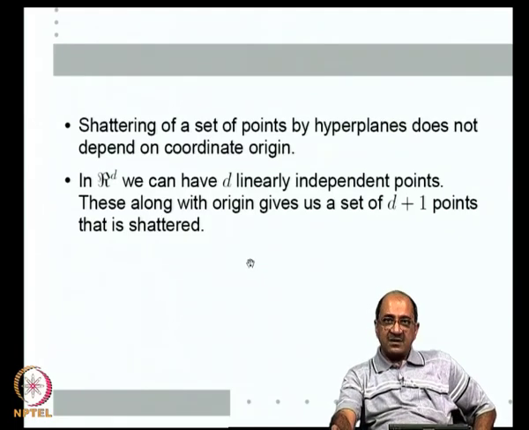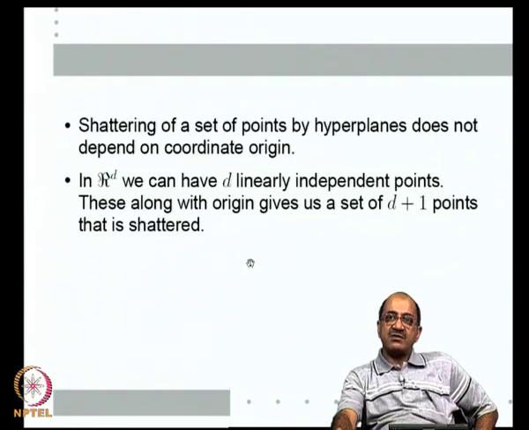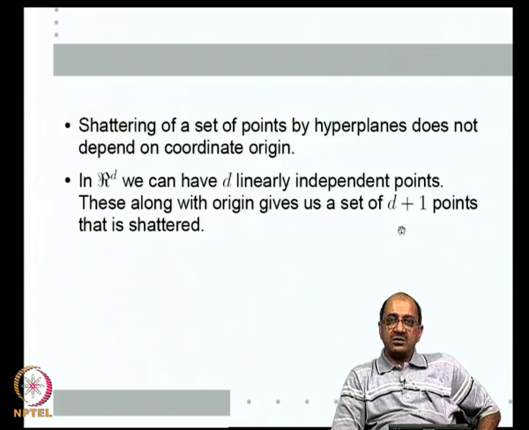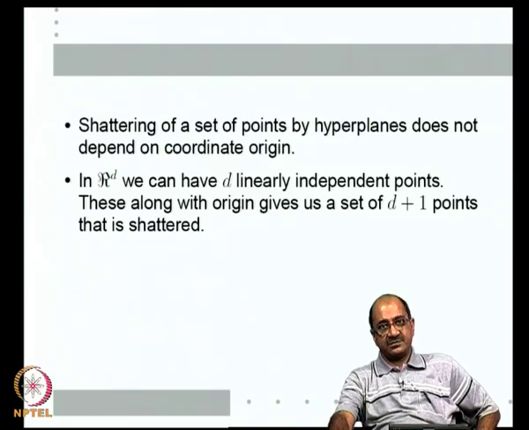Given any m points, one as origin, if the remaining m minus 1 points are linearly independent, then the set is shattered. So, you take 0 and D linearly independent points; in R^D I can always get D linearly independent points. So, if I take 0 along with D linearly independent points, that gives me a set of D plus 1 points that is shattered. So, we have now shown that there is at least one set of D plus 1 points in R^D that is shattered.